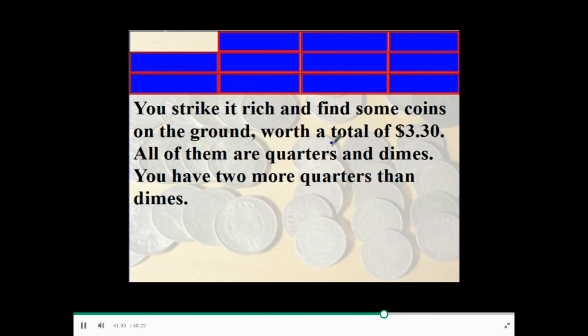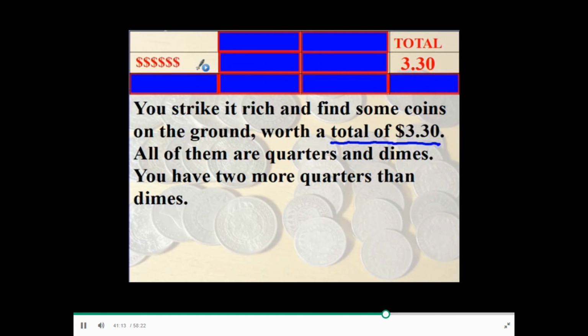All right. This one's easy. There's a total of $3.30. By the way, that box right there is total. I kind of figured you knew that. So $3.30 goes right there. And that is my total amount of money. So I'm going to put money right here.